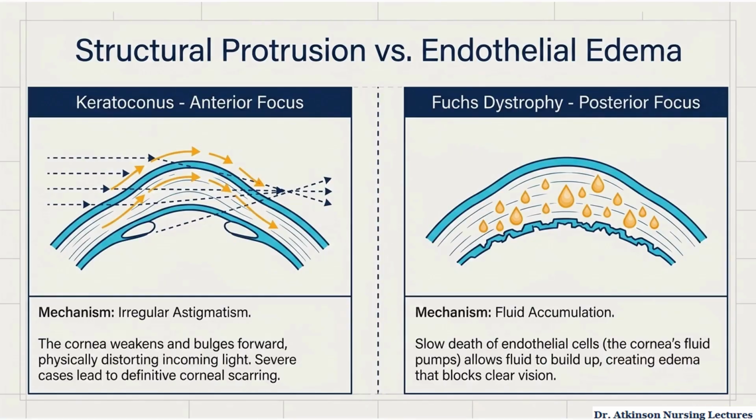Keratoconus and Fuchs dystrophy affect different parts of the cornea. Keratoconus is an anterior structural disorder where the cornea thins and bulges forward, causing irregular astigmatism and progressive blurred vision. Fuchs dystrophy is a posterior endothelial disorder where endothelial cell loss causes fluid accumulation and corneal edema. Remember, keratoconus equals protrusion and distortion, while Fuchs equals endothelial failure and edema.